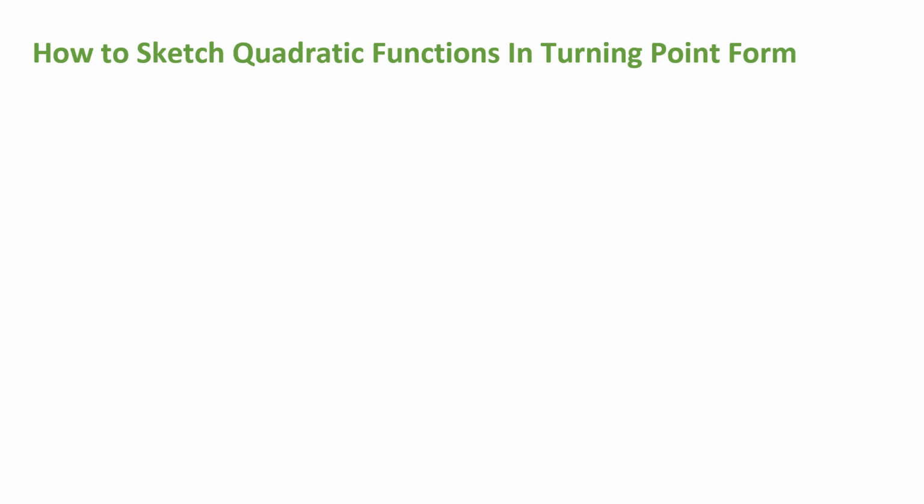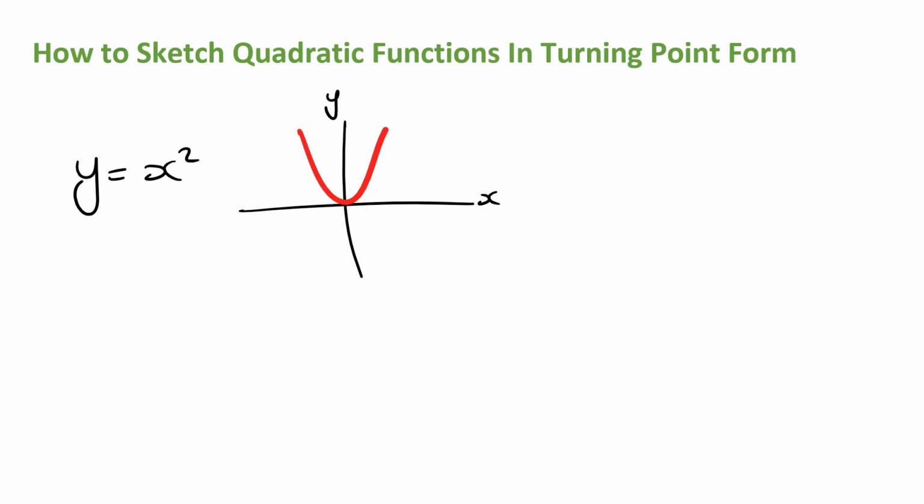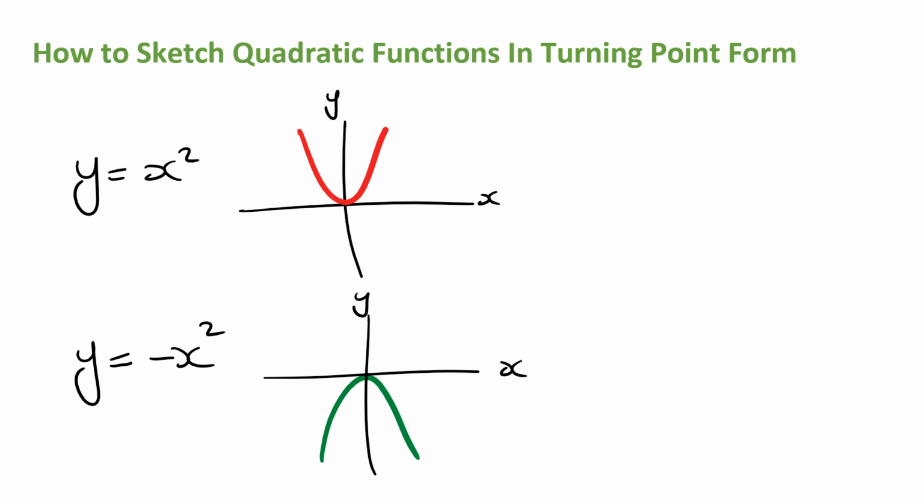The basic parabola has the equation y is equal to x squared, and its graph is going to look something like this. It's like a U shape with a turning point at (0, 0). A negative parabola is going to have the equation y is equal to minus x squared, and its graph is going to look something like this. It's the same graph, only upside down, and the turning point is still at (0, 0).